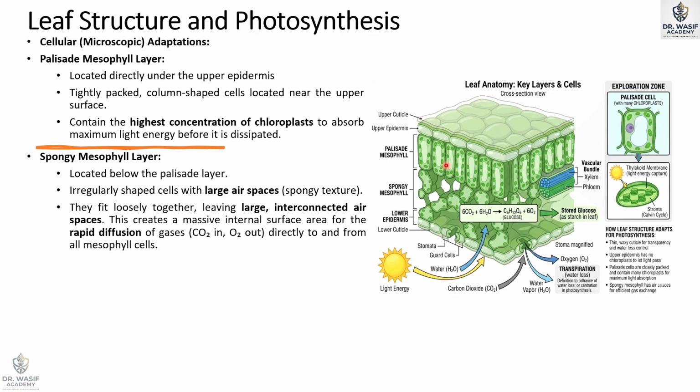Below this palisade mesophyll is the spongy mesophyll. You can see it here. This is the spongy mesophyll. Unlike the palisade cells, these are irregularly shaped, as you can see in this diagram. They are irregularly shaped and fit together loosely. This creates a spongy texture with large interconnected air spaces. This design is brilliant for gas exchange. It provides a massive internal surface area so carbon dioxide can zip quickly to the cells that need it.